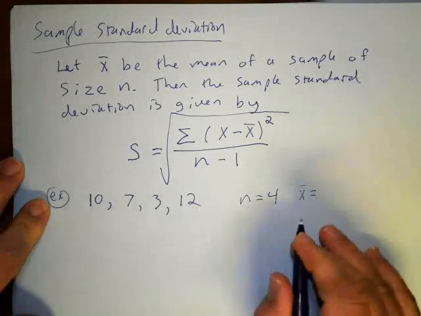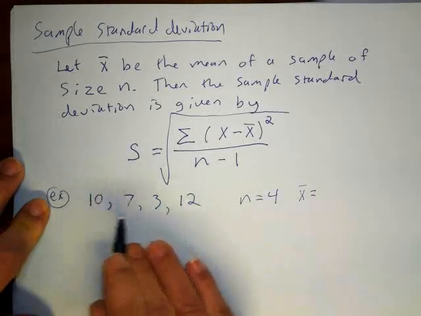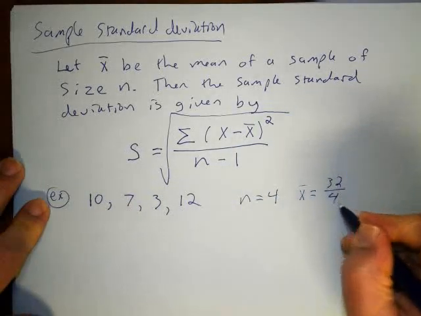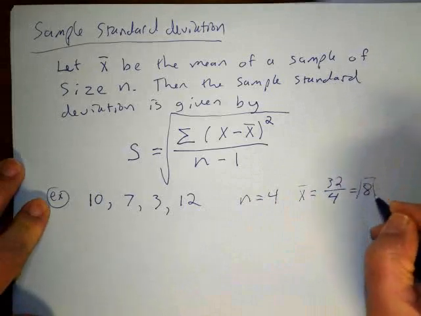Okay, so the mean: I've got to add up these values, so I get 32, divided by 4, the number of values, and this ends up being 8.